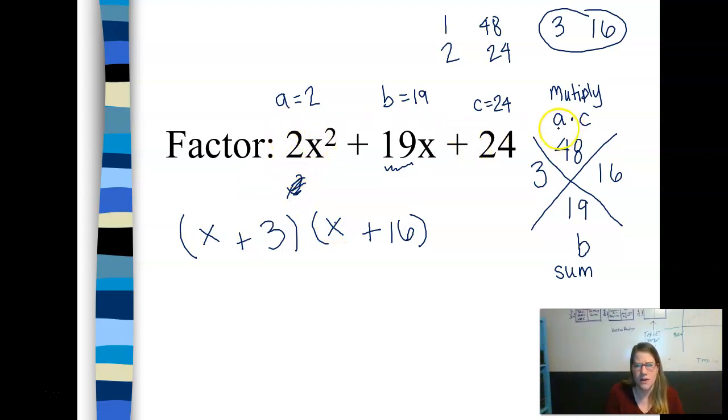And remember, when I started here, I multiplied that 2 times the 24 to get the 48. We need to undo that now, so we're going to divide both of our numbers that we found by a. So this step right here, we are dividing by a. That's where the 2 came from. It's the a term.